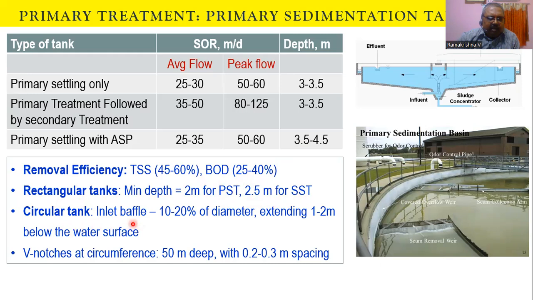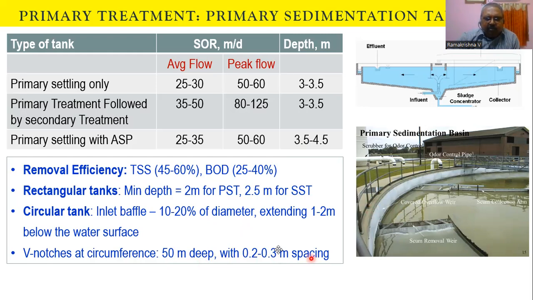And the circular tank inlet baffle. So this is the inlet baffle. This is 10 to 20% of diameter, extending 1 to 2 meters below the water surface. V notches we normally provide here. V notches are provided to find out the amount of water coming out through the sedimentation tanks. And they should have a maximum 50 mm depth with 0.2 to 0.3 m spacing all around the circumference.